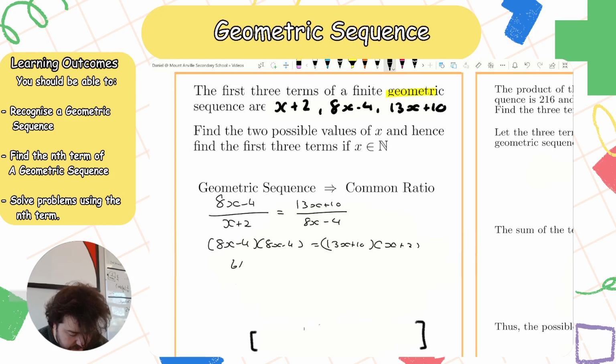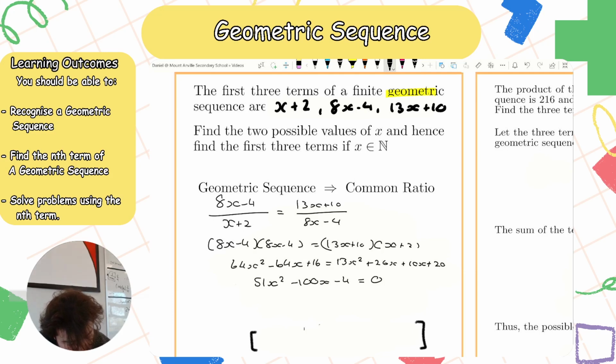This is 64x squared minus 64x minus 64x plus 16 is equal to 13x squared plus 26x plus 10x plus 20. 64 minus 13 is 51, so 51x squared. Then minus 64 minus 36 is going to be minus 100x, and then 16 minus 20 is minus 4, equals 0.